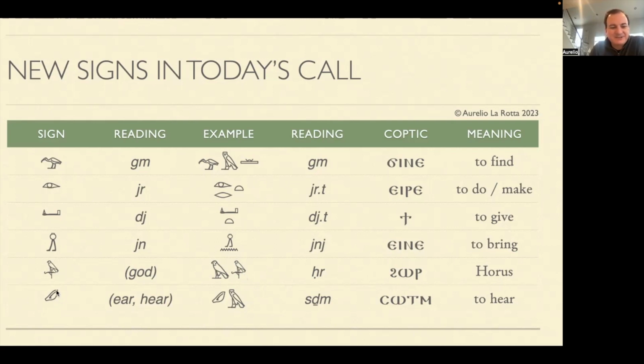And finally, I have the sign for an ear, that's a cow's ear. It's used as a determinative in words related, for example, to ear, deaf, hearing, very common in the word sejim, to hear, which lives on as sotem in Coptic. It means to hear still. Any questions on any of those?